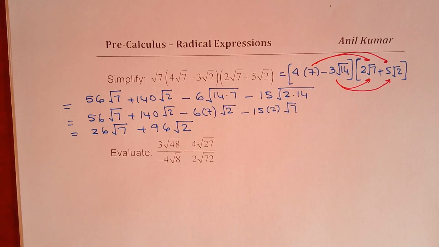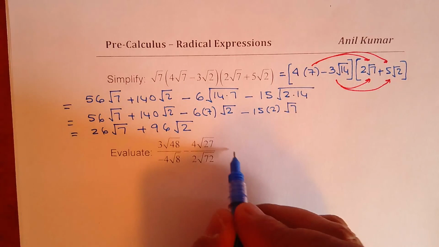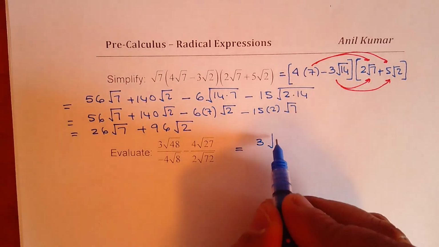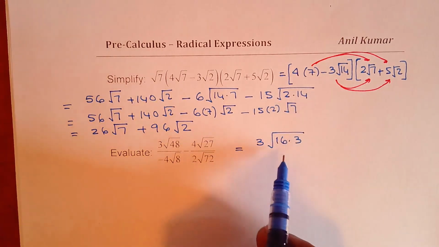Now let us see how to evaluate an expression given in this form. We have 3 square root 48 divided by minus 4 square root 8. So 48 could be written as 16 times 3, right? We are actually looking for perfect squares so that we can do square root of 16 and get 4 out.